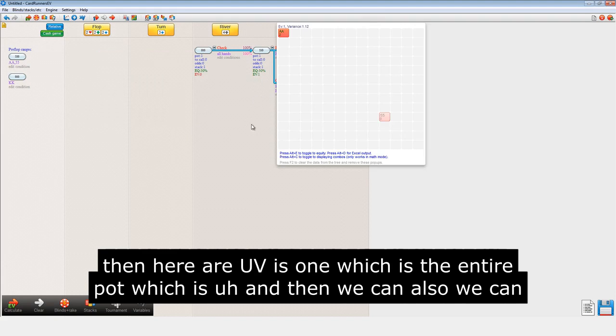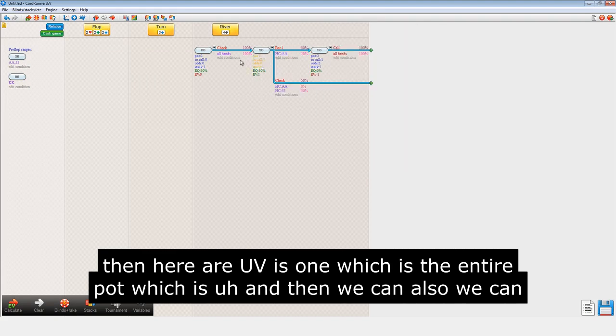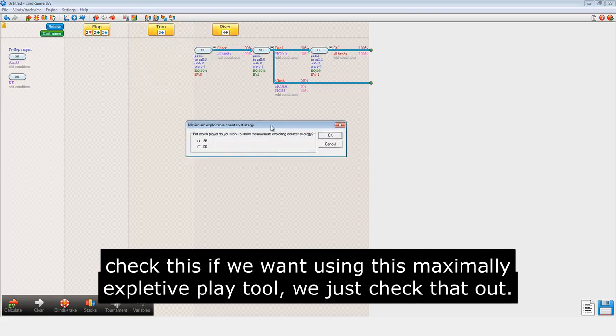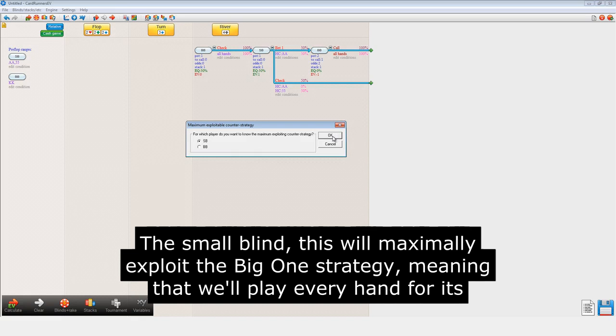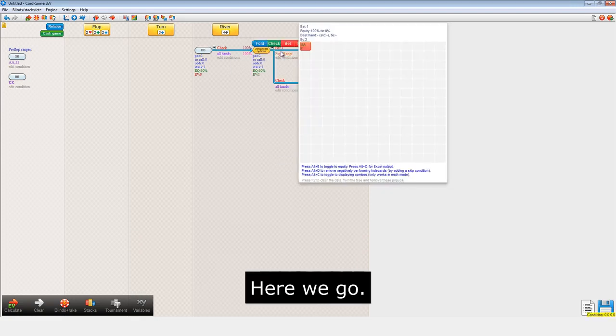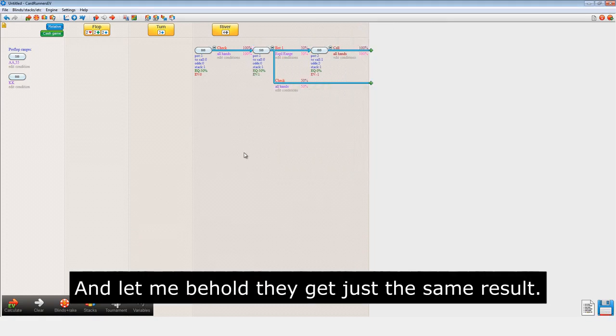And then here our EV is 1, which is the entire pot, and then we can check this if we want using this maximally exploitative play tool. We just check that out for the small blind. This will maximally exploit the big blind strategy, meaning that we'll play every hand for its highest EV. Here we go, and lo and behold, it gives us the same result.